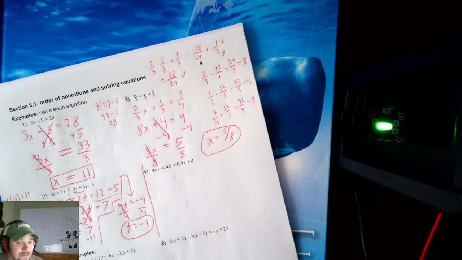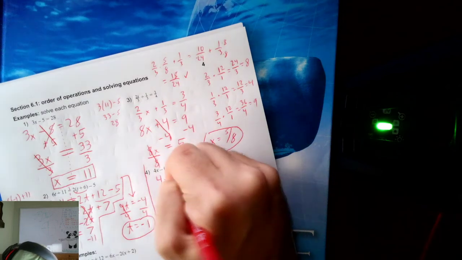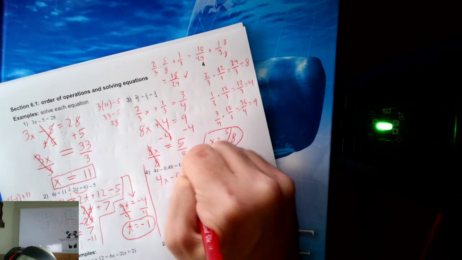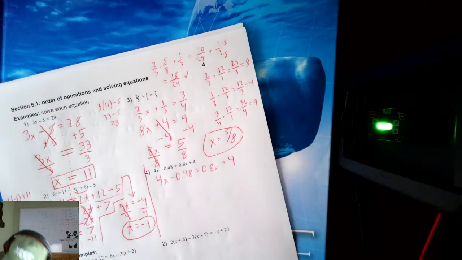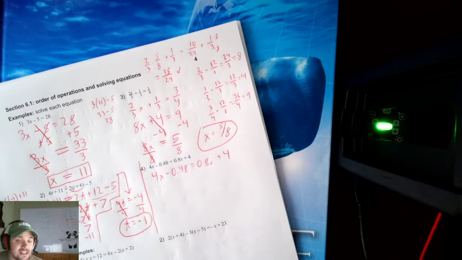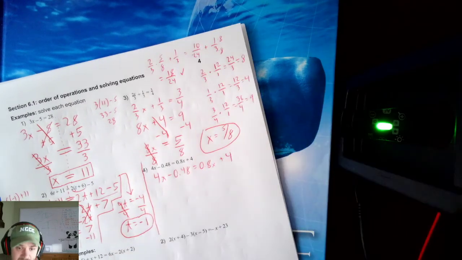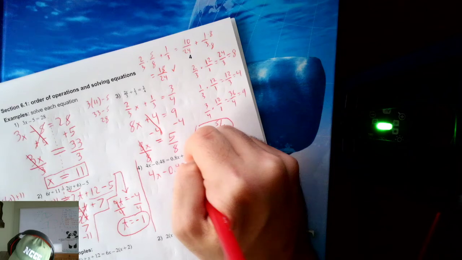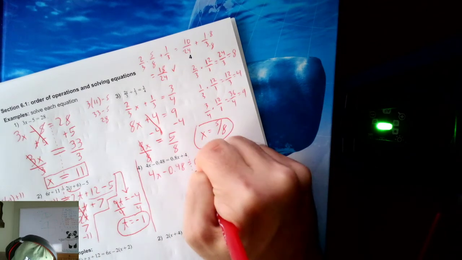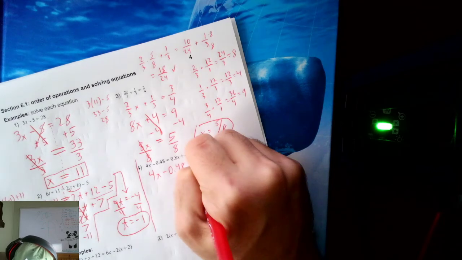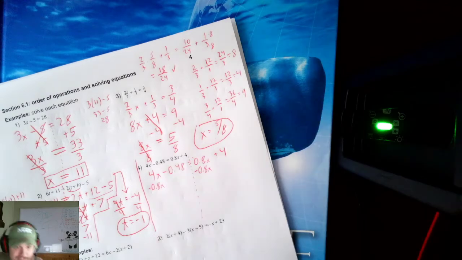Now, our last example, we've got some decimals thrown into the mix, some decimal numbers. 4x minus 0.48 equals 0.8x plus 4. Now, the first thing I always like to do is get all of my variables on one side. 0.8x. I want to move that to the left. Maybe we put our dotted line here. I am going to subtract 0.8x from both sides, which means I'll subtract 0.8x.